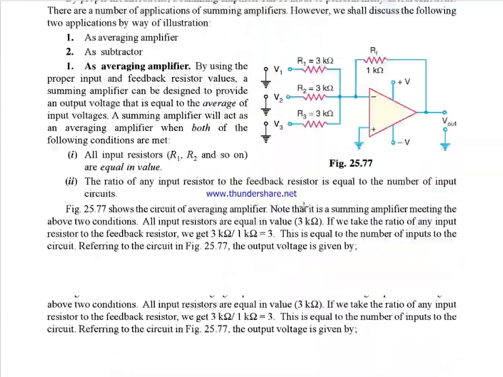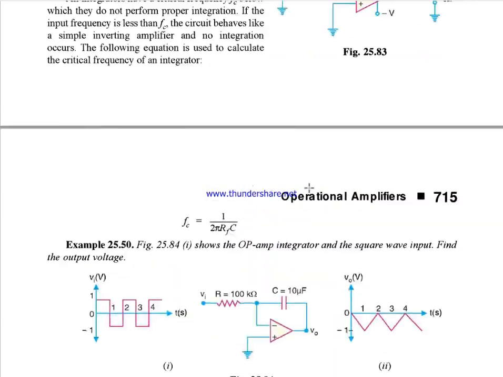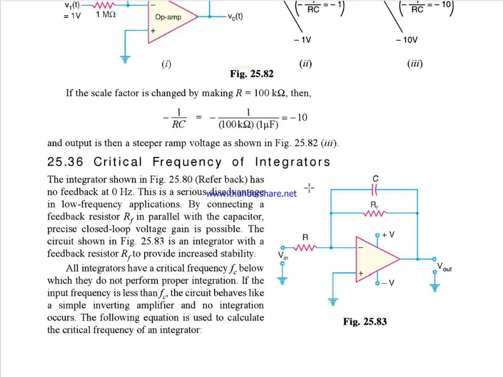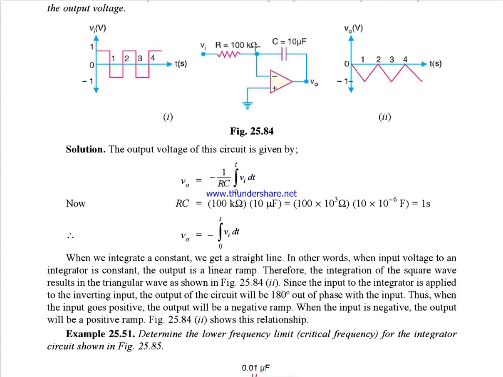Next, we have to look into differentiators and integrators. Okay. So, about the integrator, check this example. This figure shows an op-amp integrator and a square wave input. Find the output voltage. Here the values of R and C are given, and V input is also given. Then we have to calculate the output voltage.